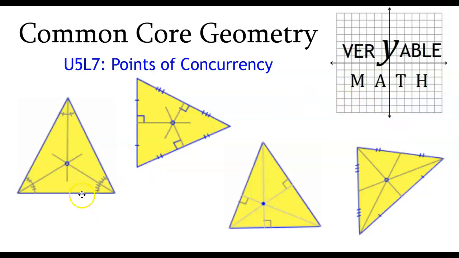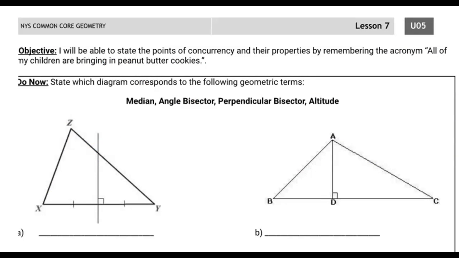You remember earlier on in the unit we talked about different types of lines that you could draw inside triangles. For example, we could draw angle bisectors, perpendicular bisectors, altitudes, and medians. Once you draw enough medians or altitudes or perpendicular bisectors or angle bisectors, they eventually end up meeting in the same place, and those places have 4 different names based on the type of line that you draw inside the triangle. Let's take a look at the learning target.